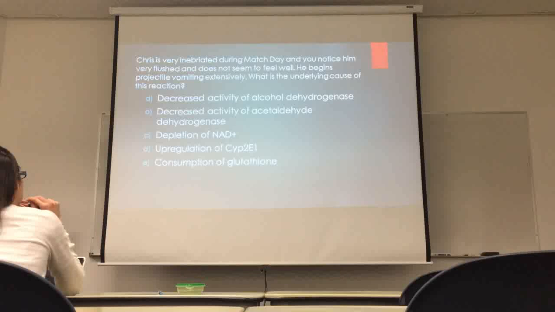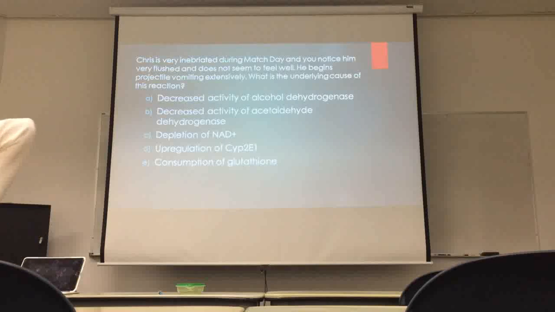What is CYP2E1? Cytochrome P450 subtype 2E1. I feel like glutathione is part of it, like indirectly. The underlying cause, though, I think it's C. I know it's not A. I know it's mostly the acetaldehyde that's the problem.